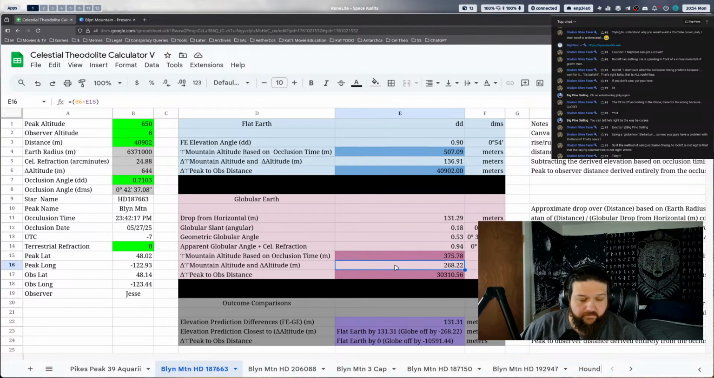Mountain altitude based on occlusion time. Yeah, mountain altitude based on occlusion time is the tangent of the geometric globe angle and the distance. And the geometric globe angle is the occlusion angle minus the elevation in meters converted into an angle.